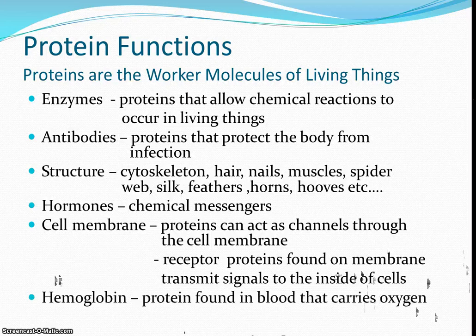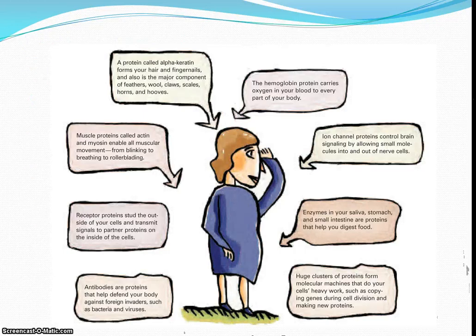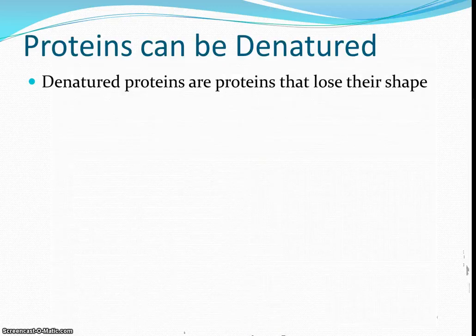And the last one is hemoglobin. Hemoglobin is a protein that's found in blood, and it's the reason why we have different blood types. It carries oxygen, which is very important. Okay, so this is just a slide that will tell you different examples about what proteins are found in your body. I suggest you go back and read them on your own time.